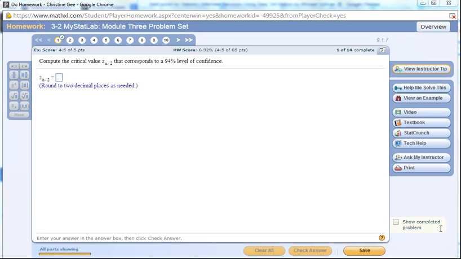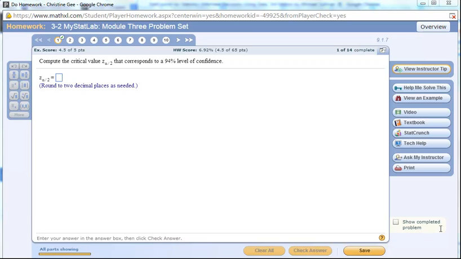So here we're looking for the critical value for the z-score, z sub alpha divided by 2, that corresponds to a 94% level of confidence.